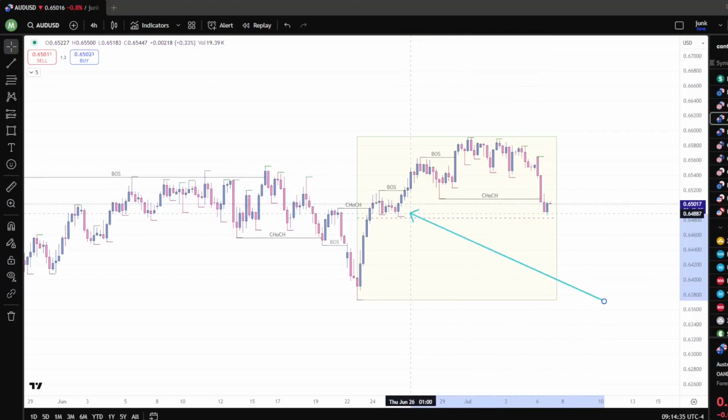Now it's in this area of demand. Buyers aren't stepping back in strong, but if they do, then I'll be looking for any opportunity to buy. This move down was very impulsive, and prices could always retrace back down further into discount, which hasn't gone into discount yet, but it could into another area of demand.